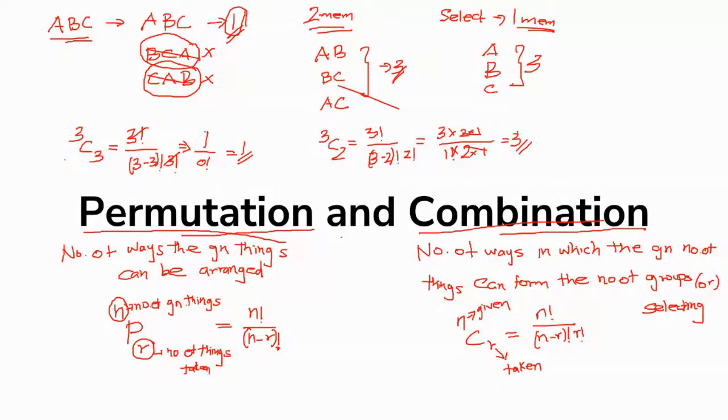And in the last case, three members are there, and the number of members to be selected is 1. So it is 3C1, which is 3 factorial divided by (3 minus 1) factorial into 1 factorial, so 3 factorial divided by 2 factorial into 1 factorial. If you calculate once again, you will end up with 3.